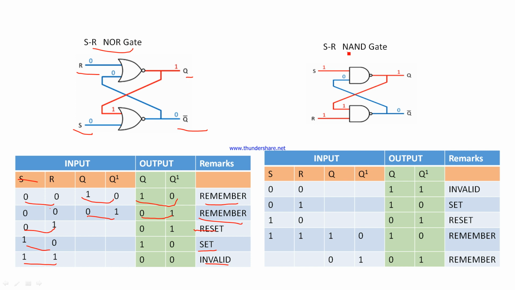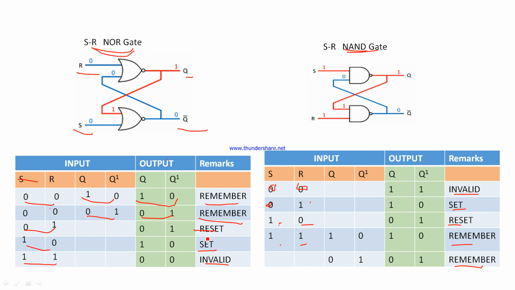Now for the NAND gate, what happens? These two swap. Remember, the order changes. We get remember from below. So for the NAND gate, we write the combination the same: 0 0, 0 1, 1 0, and 1 1. So two inputs, S and R, there are four possibilities. But we start from below. We have remember, then reset, then set, then invalid. So it's not difficult to remember.